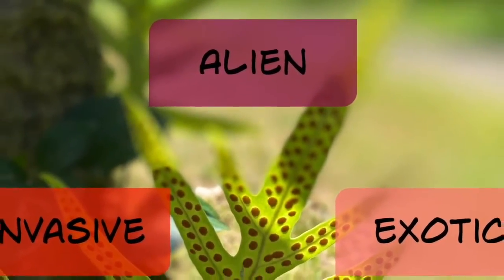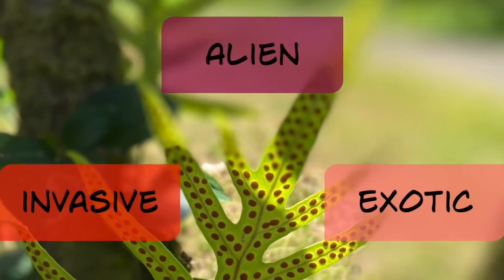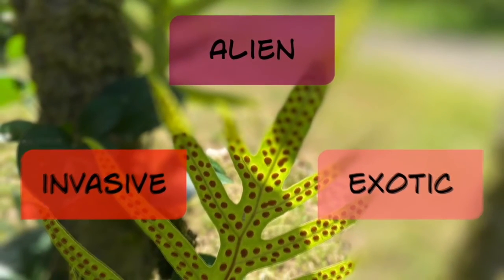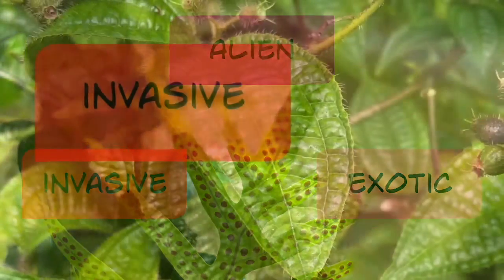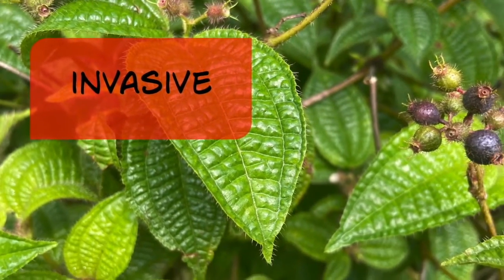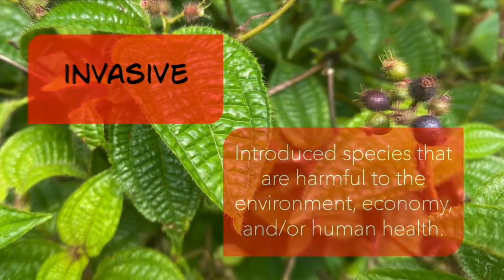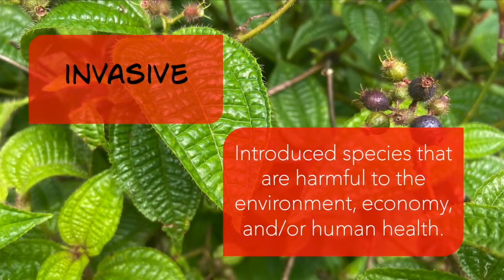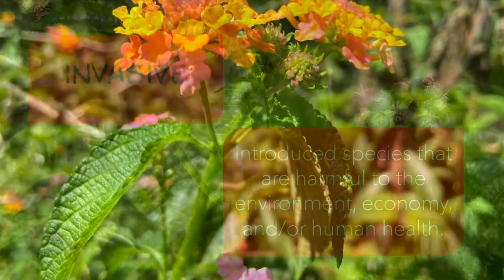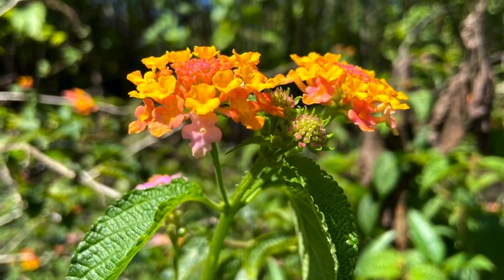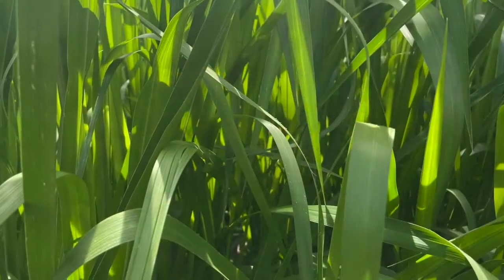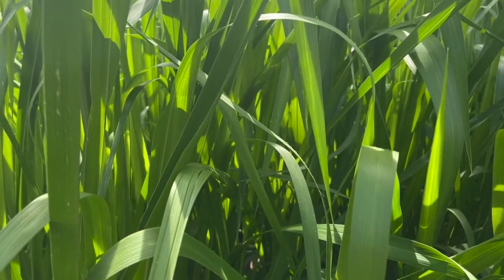Now let's take a look at species that were introduced after Western contact. The alien category can be broken down further into invasive and exotic species. Invasive species are those that are harmful to the environment, economy, and/or human health. Invasive plants are able to quickly reproduce, can easily disperse their seeds, grow quickly, and therefore are able to outcompete and displace native species.